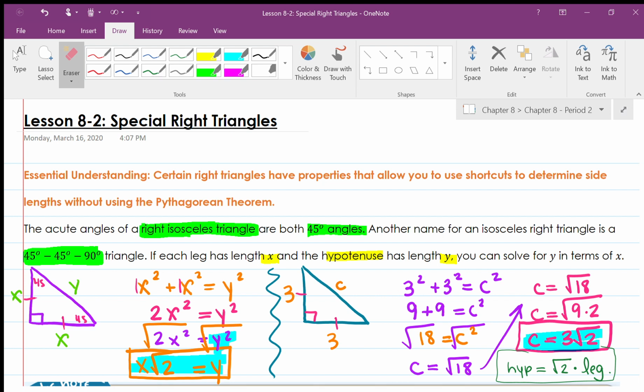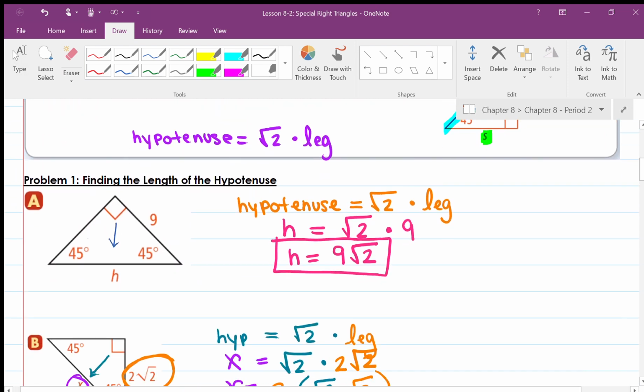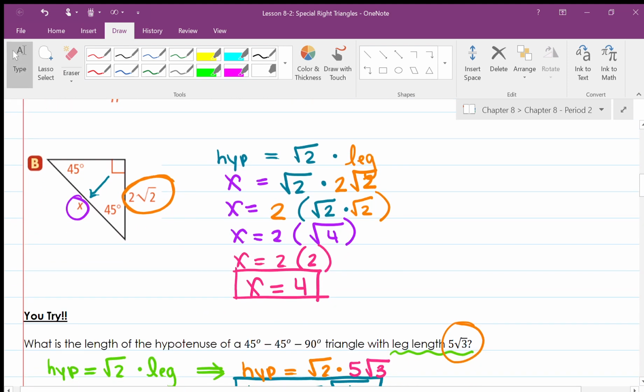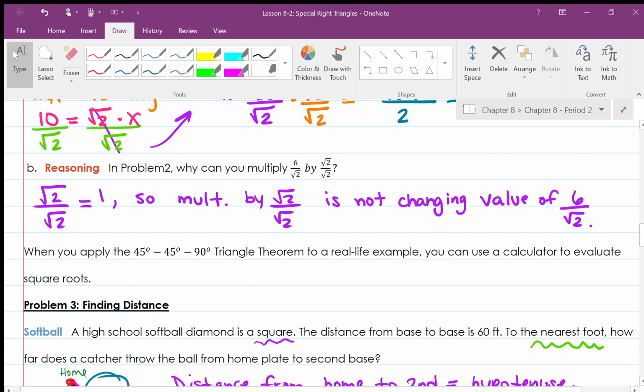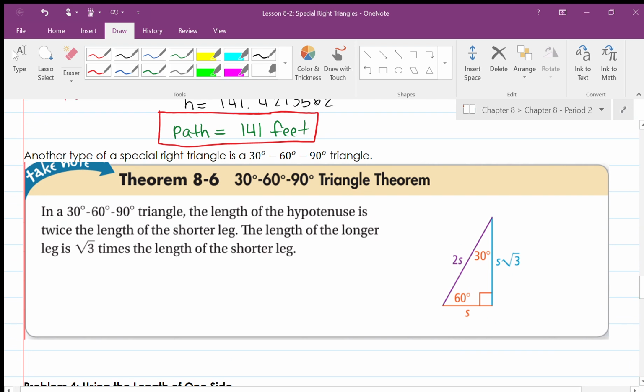Yesterday we took the time out to go over a very special triangle, our right isosceles triangle, which we called a 45-45-90 triangle for obvious reasons, because those are the angle measures of a right isosceles triangle. So today we're going to get into another special case triangle, our 30-60-90 triangle.